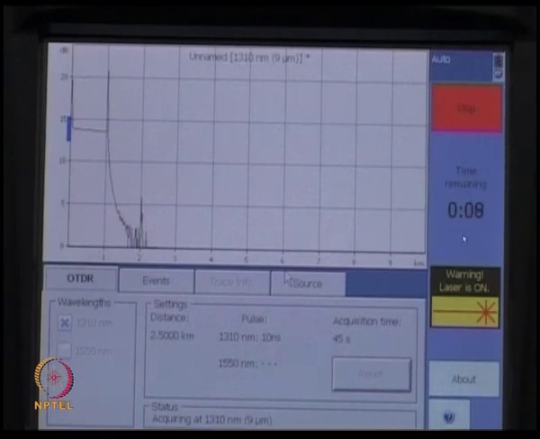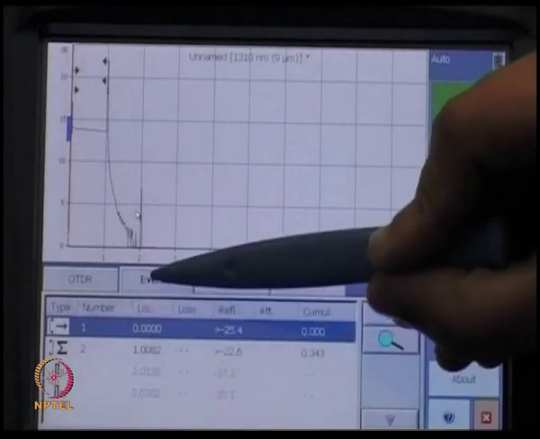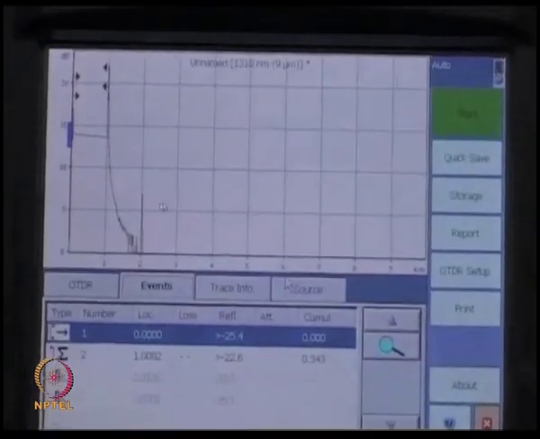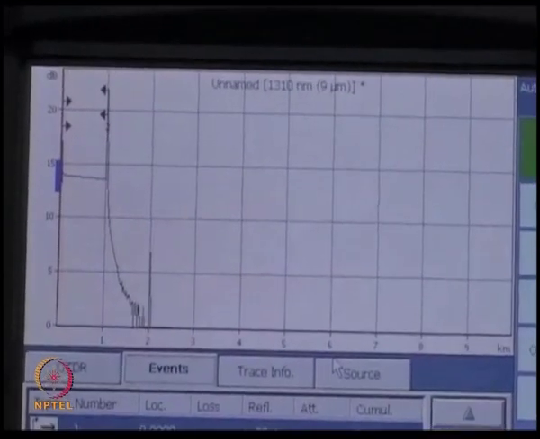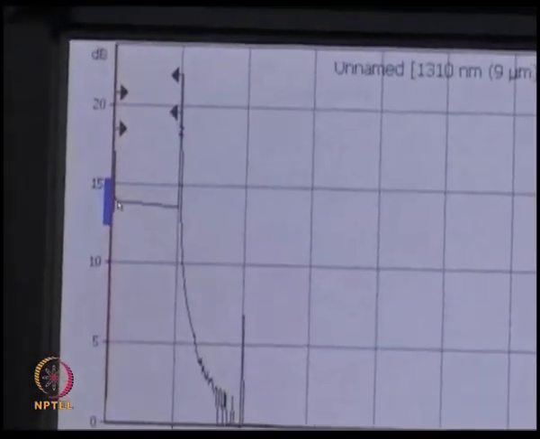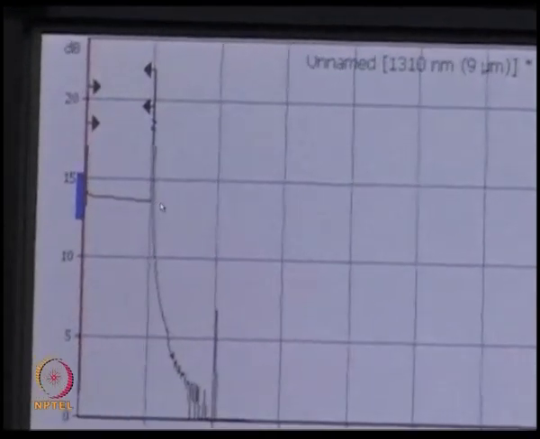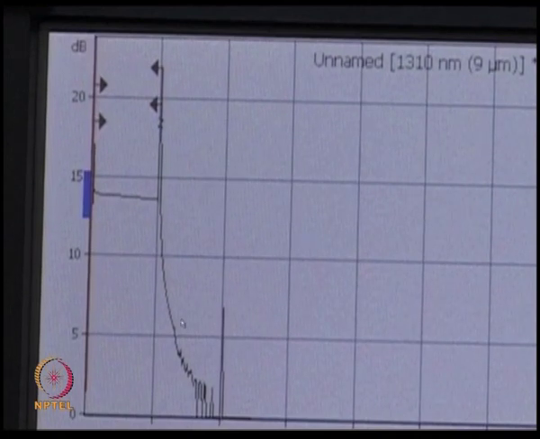You see the time remaining here. Okay, the data has been acquired and now it is displayed on the screen. So you see something interesting here. You are seeing a sharp peak at this location. There is another peak at this location, and then the signal drops rapidly.